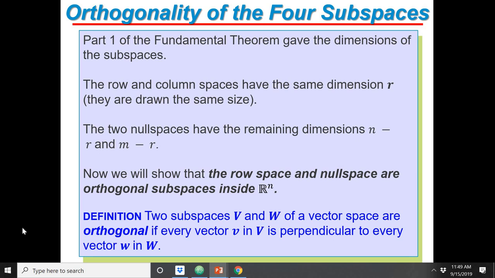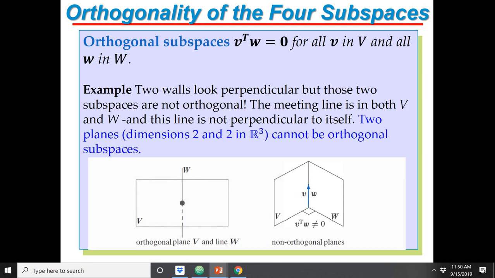but before I move to the proof, let me remind you of our definition. Two subspaces, capital V and capital W, are orthogonal if for every little v in capital V and every little w in capital W, these two vectors are orthogonal to each other. Their inner product is 0. All right, so let's prove that the row space and the null space are orthogonal.